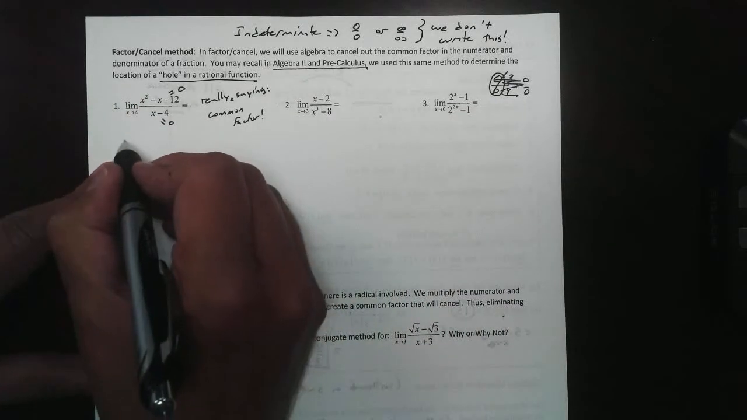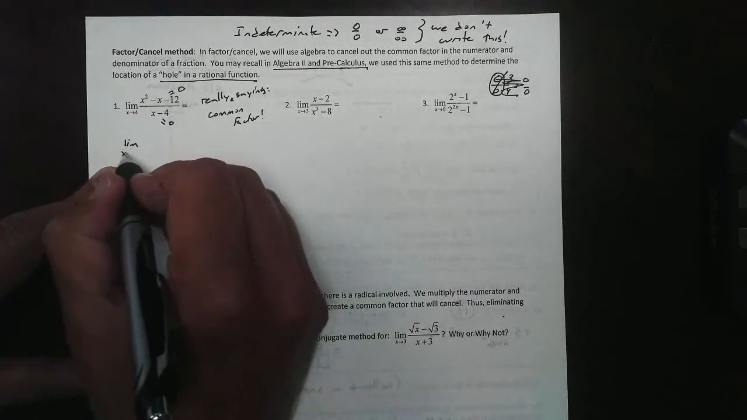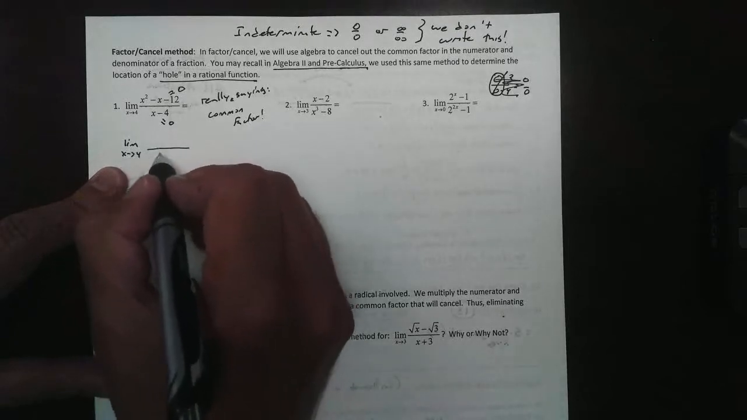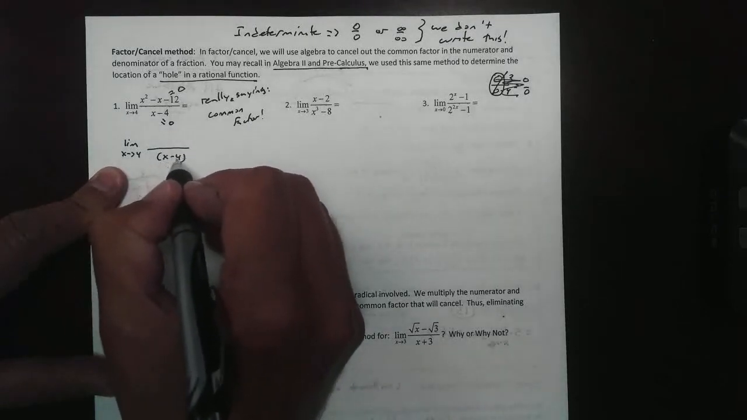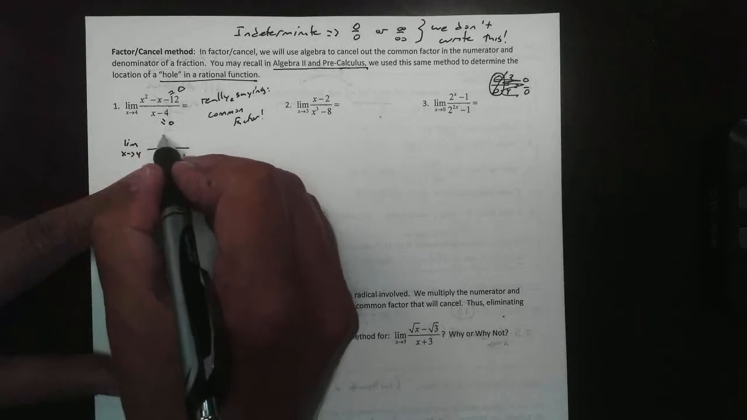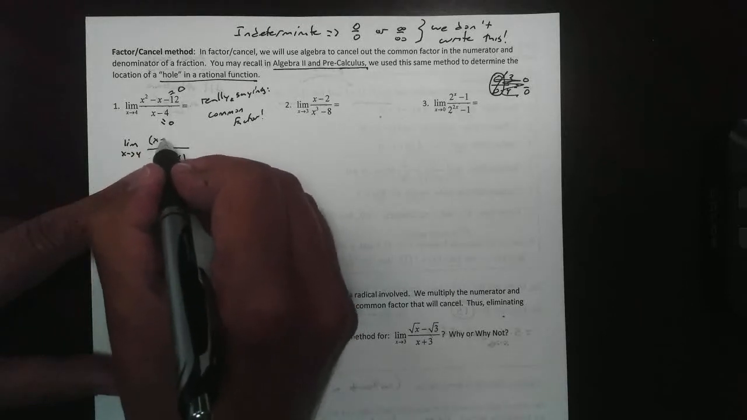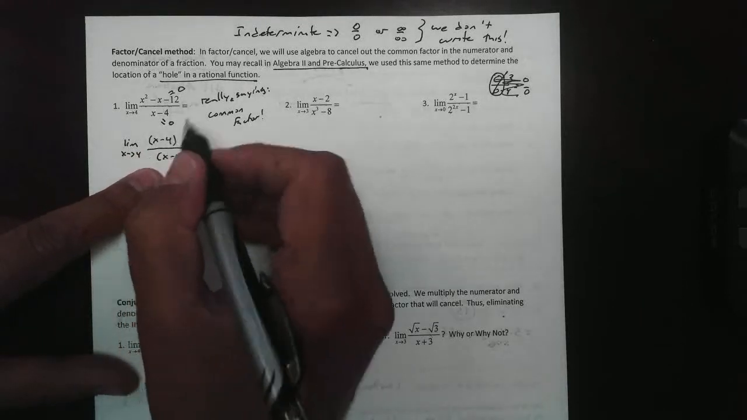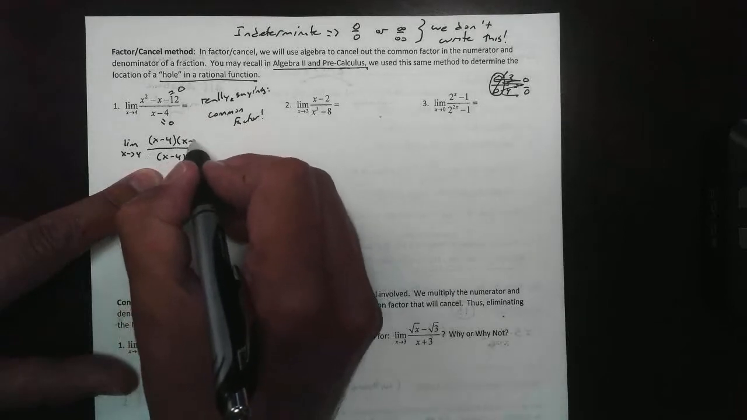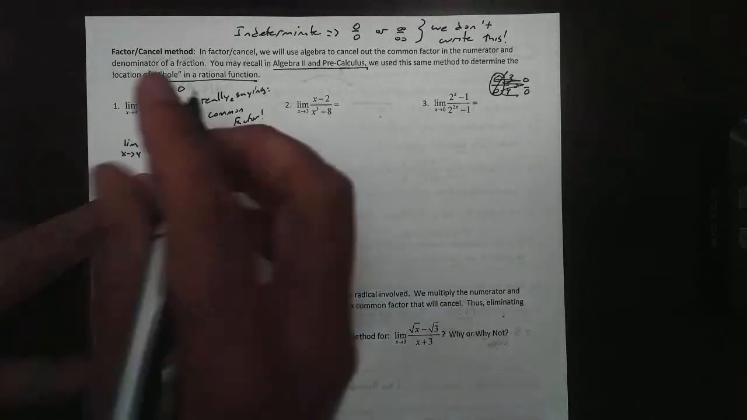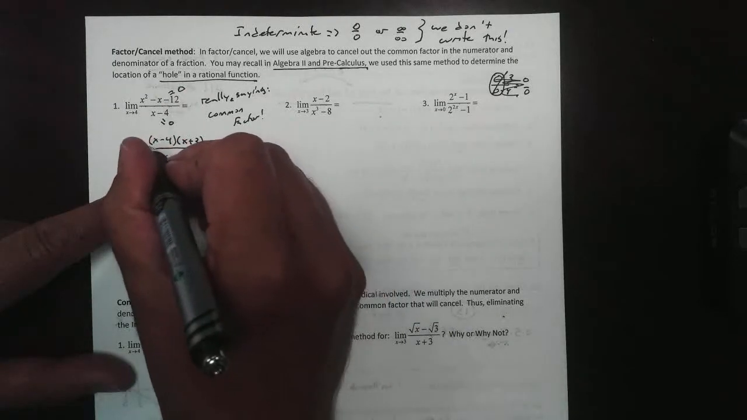So that's what we're going to do. We are going to factor the limit as x approaches 4. The bottom is already factored for me. And the top, well, if the bottom is 0 at 4, I can probably tell you one of the top factors is x minus 4. And I get x plus 3. And yeah, look, those x minus 4s cancel.